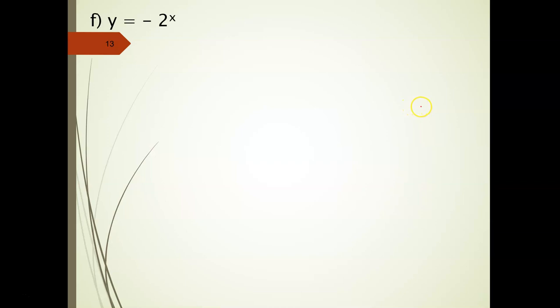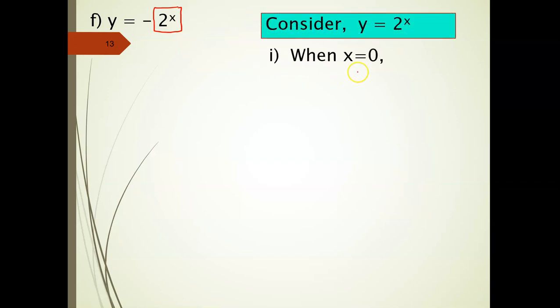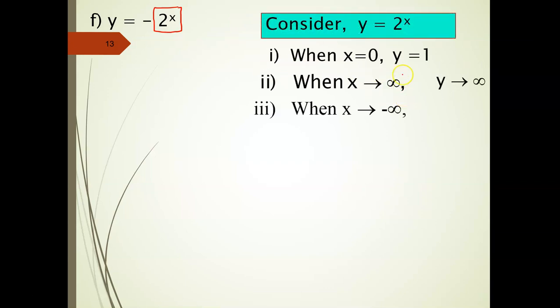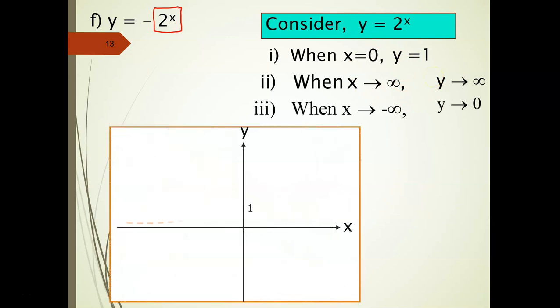Okay, next, y equals to negative 2 power of x. So from here, you already can imagine what is the graph of this function without that negative sign. So it should be the same as the first case. Okay, like this, the graph.